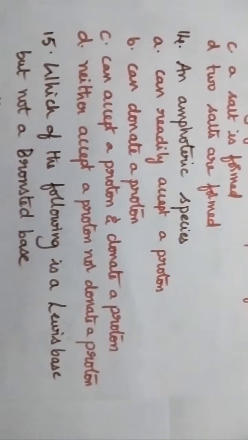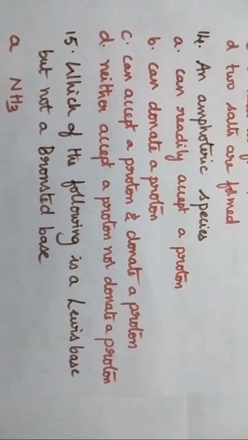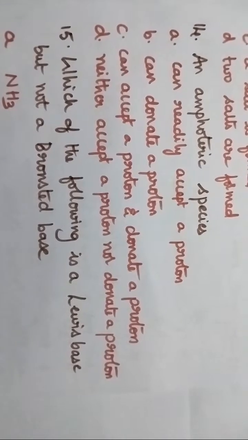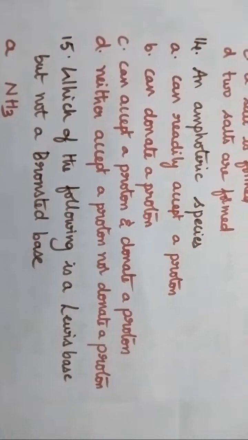Yes. Let us move on to the 14th question. An amphoteric species is... Now, what do you mean by amphoteric? I will read the given options. Option A, can readily accept a proton. Option B, can donate a proton. Option C, can accept a proton and donate a proton. Option D, neither accept a proton nor donate a proton. Read the given options carefully and then answer.